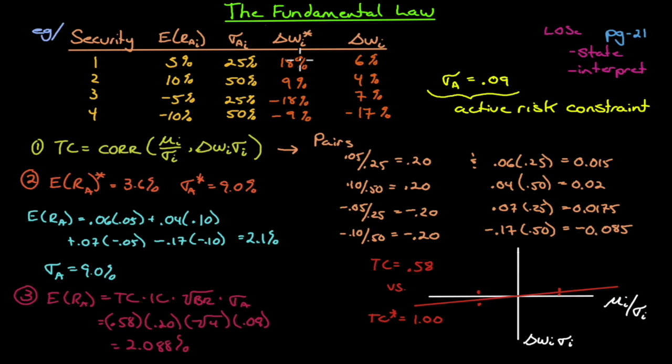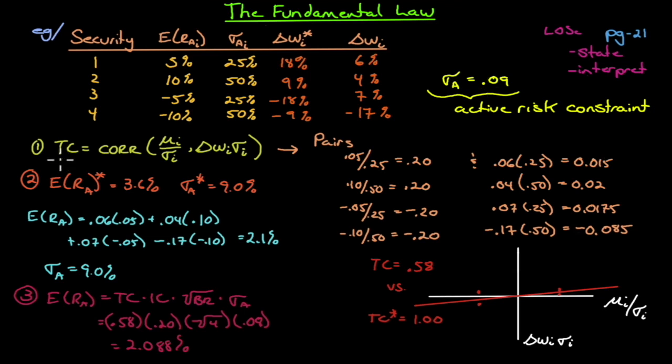However, we have a constrained portfolio, and this is the best we can do. You can't add 18%, you can only add 6. You can't add 9, you can only add 4. You can't go short, you can't drop it by 18. It has to be up by 7, and you can't drop this one by 9. It'll drop by 17. So this is what we actually can do. This is what we'd like to do. This is what we actually can do. Again, we're subject to an active risk constraint of 9%. That sigma A is 9%.